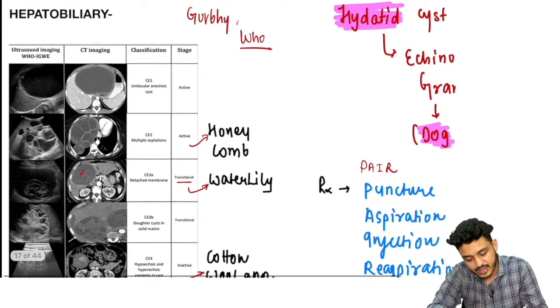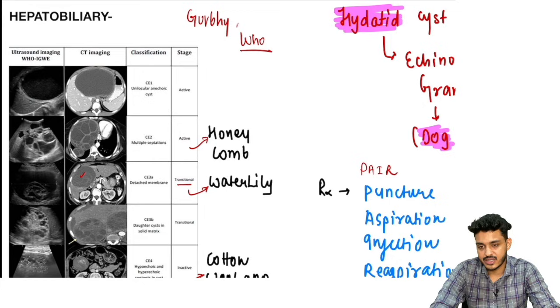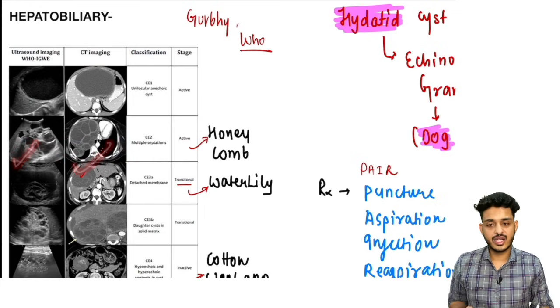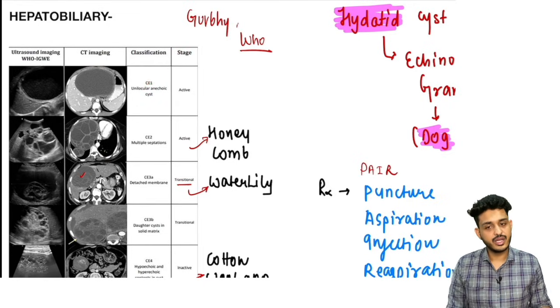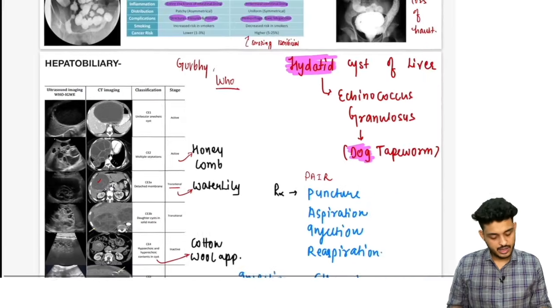This is going to be CT imaging. This is going to be WHO ultrasound imaging, beta. Ultrasound imaging. So we can have this classification based on ultrasound and CT. This classification is going to be the WHO classification. We can also follow the Gharbi classification.